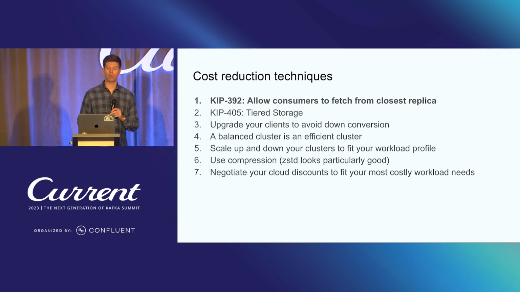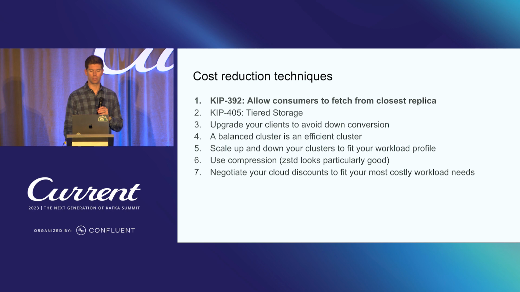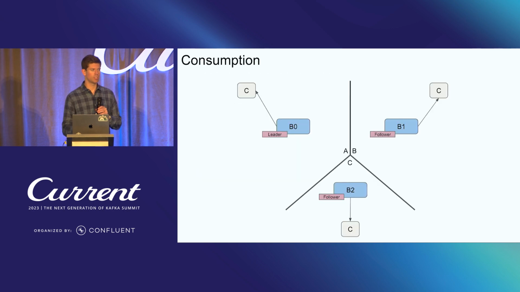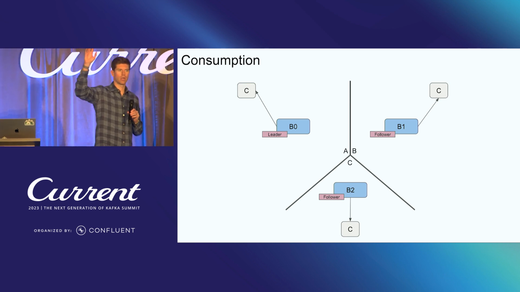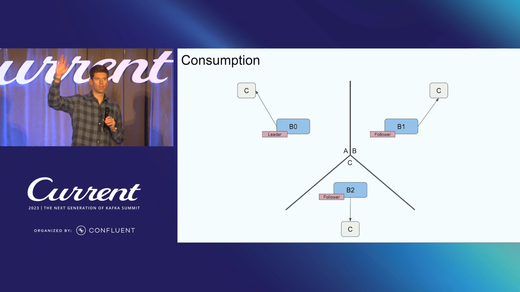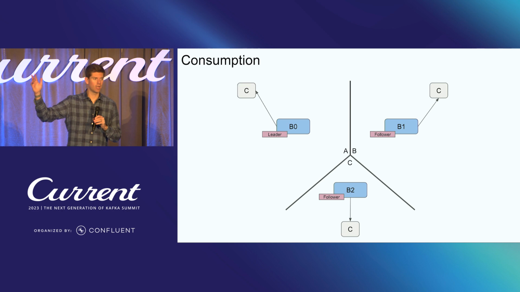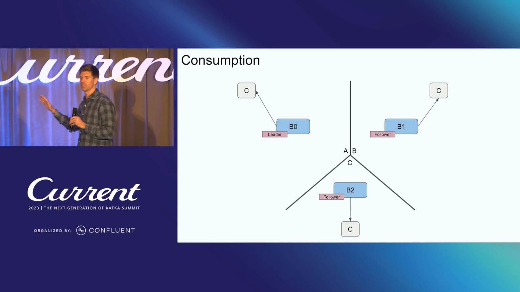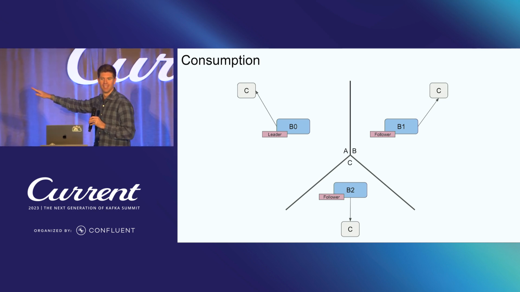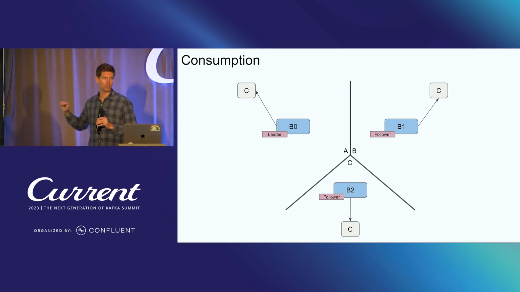Okay, number 1. Allow consumers to fetch from closest replica. So what does that mean? Who's running follower fetching in production, out of curiosity? No? Not a single hand. Okay, there's one thing that you can take away from this talk: turn this on. You can save a whole bunch of money.